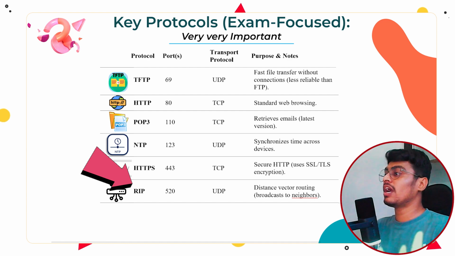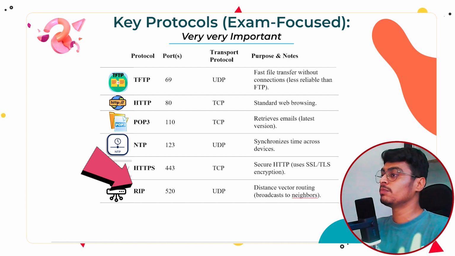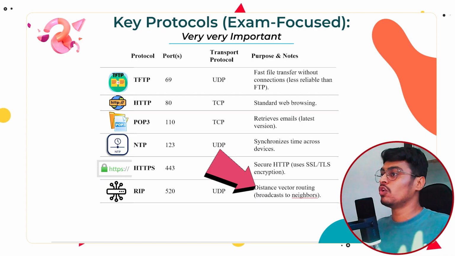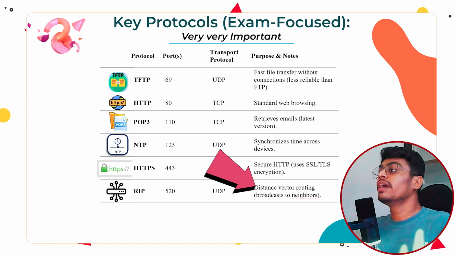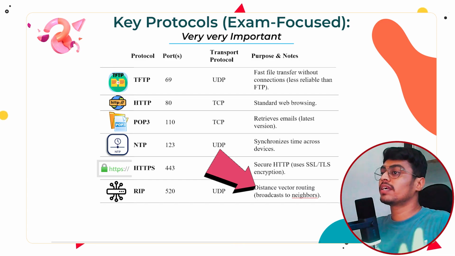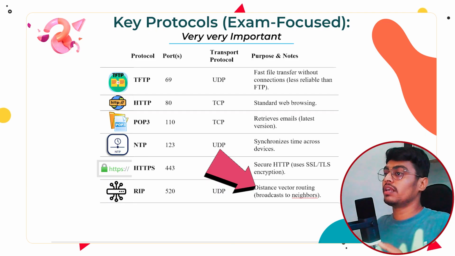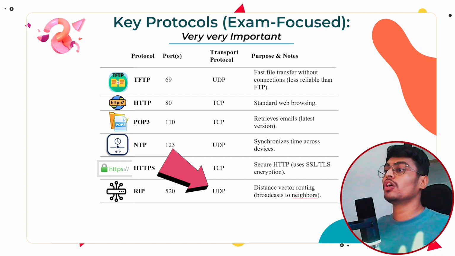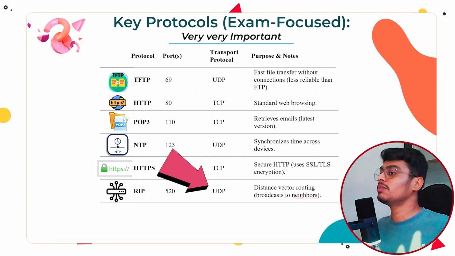Other than this, we have RIP protocol, routing information protocol. We have a dedicated video on RIP, so you can check that video also. We use routing information protocol for distance vector routing. In the network layer, we use distance vector routing and link state routing. RIP is the actual implementable protocol for distance vector, and for link state we use the OSPF protocol. RIP uses port 520 and the UDP transfer protocol because it doesn't form any connection, it just sends its metric to its neighbors using the broadcast concept.